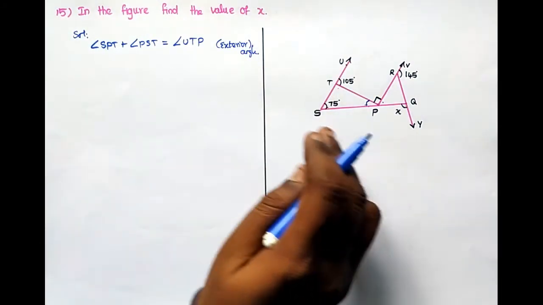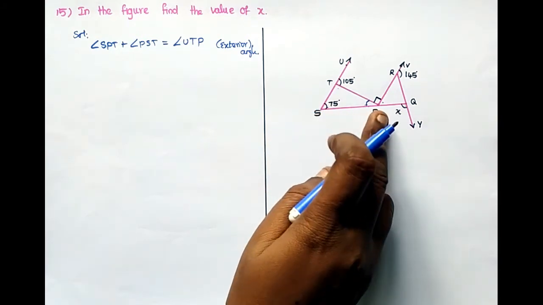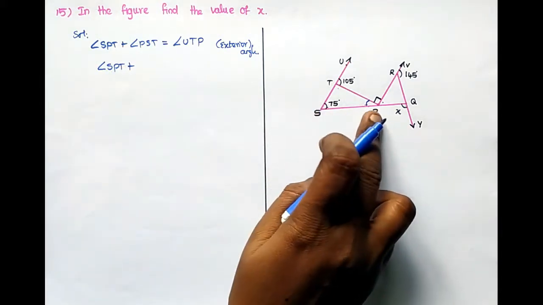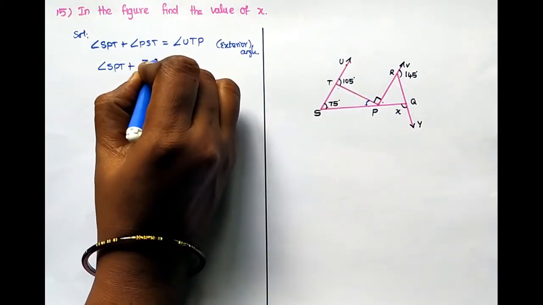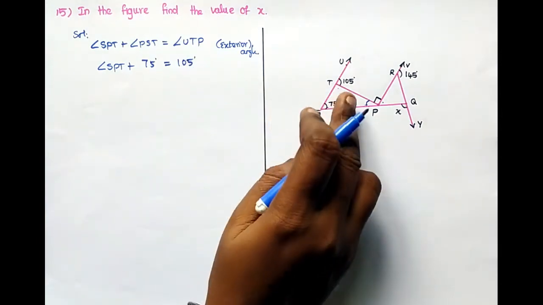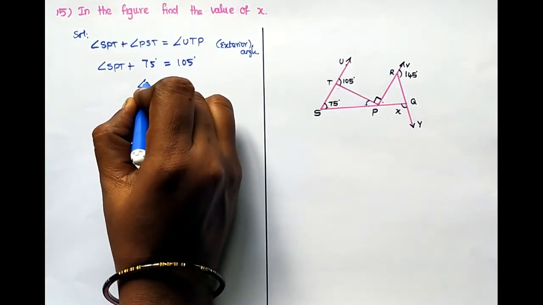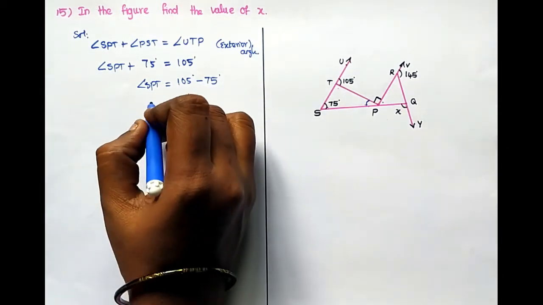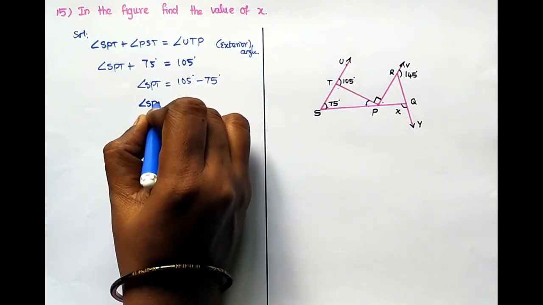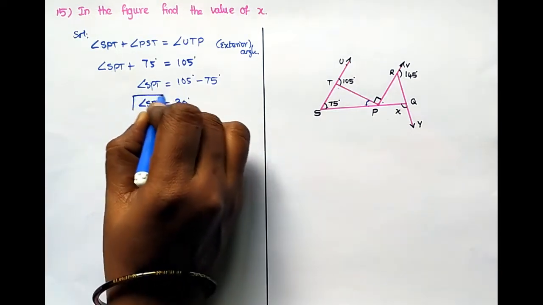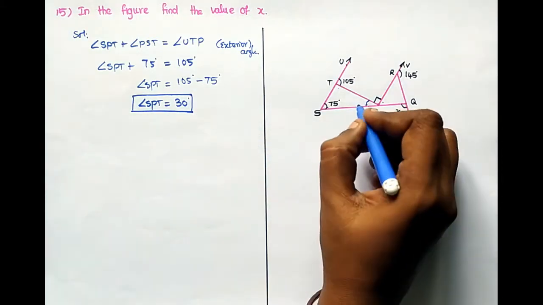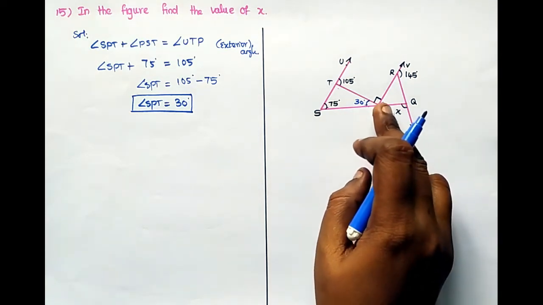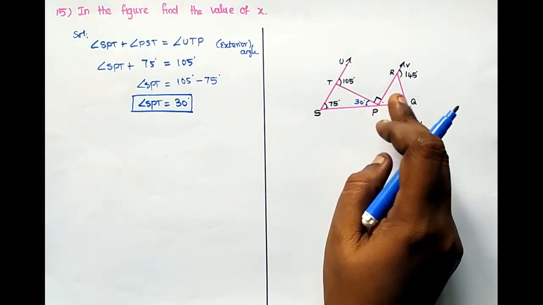So SPT what? SPT we don't know. So SPT plus PST is 75 degrees equal to 105 degrees. That is exterior angle. Now SPT equal to 105 degrees minus 75 degrees means we get SPT equal to 30 degrees. So this is 30 degrees. Now we want to find out this P or PQ.